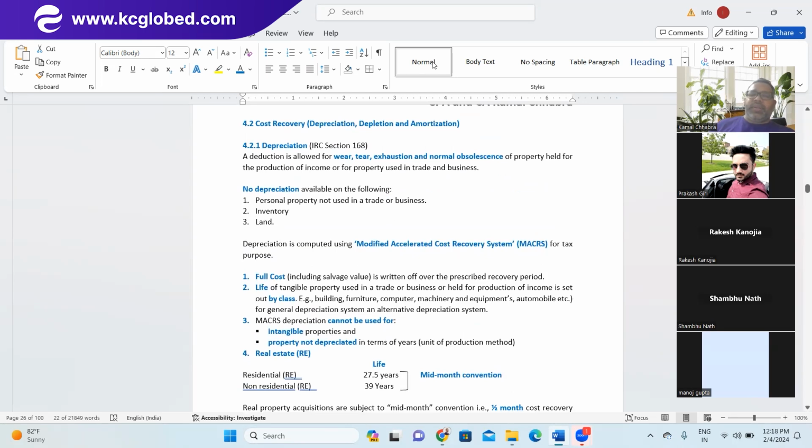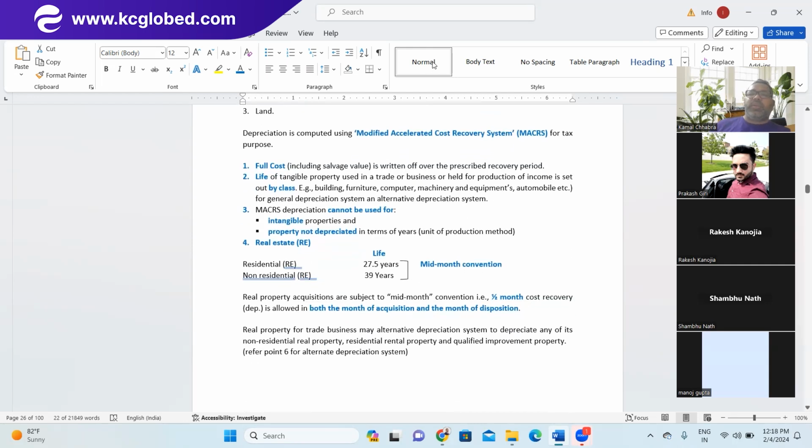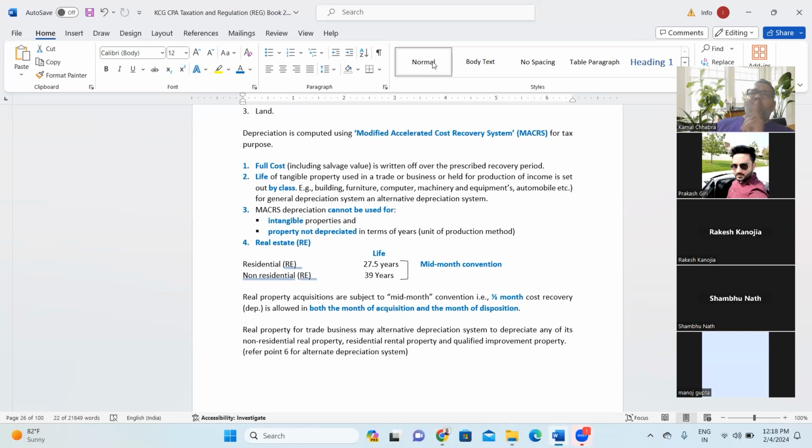So what you need to keep in mind on this page is, first, what is depreciation, which we all know. Second, on what depreciation is not allowed: personal property, inventories, lands. Then the depreciation methods, there are two. One is MACRS, which is the most preferred method. The second is the alternative depreciation method.